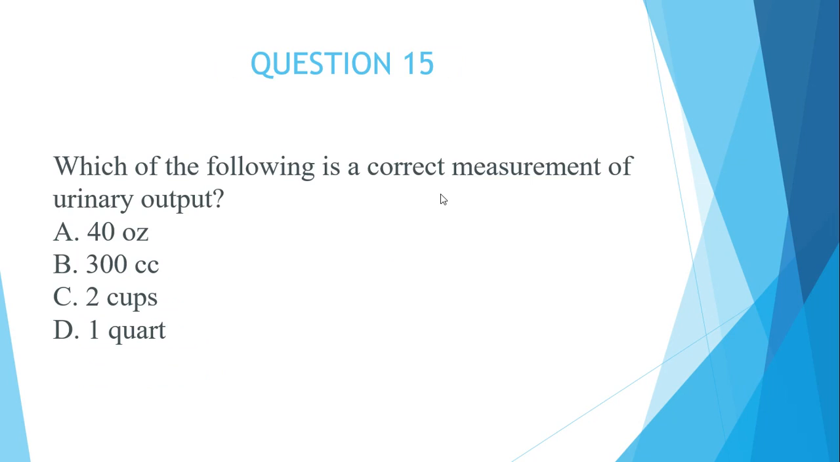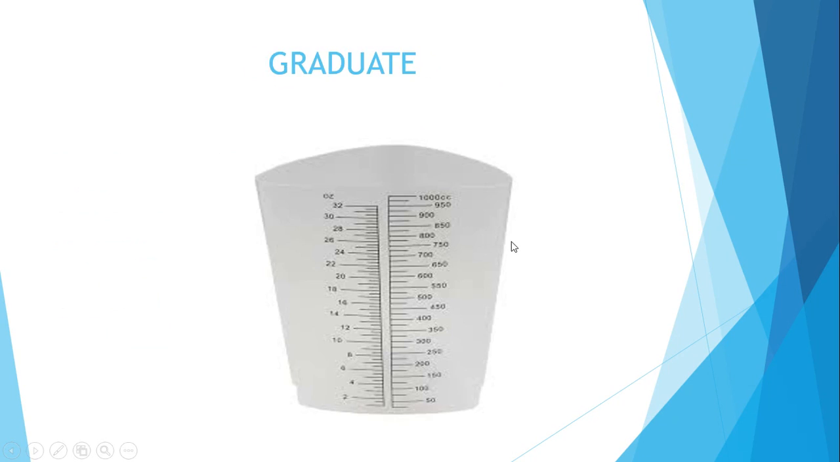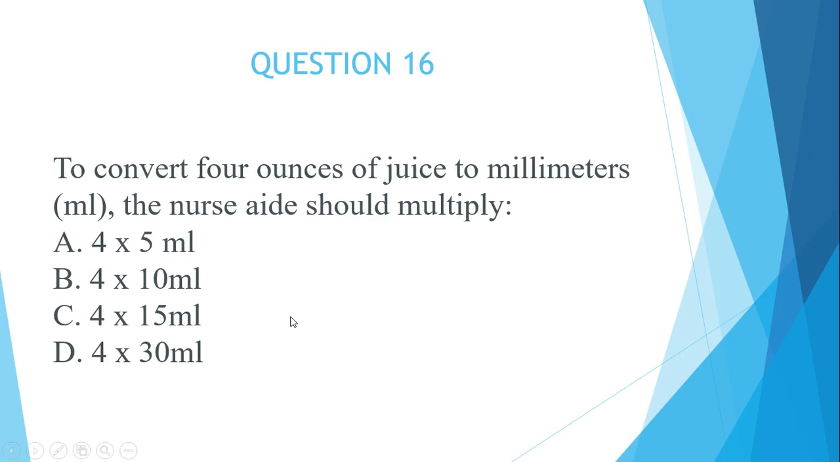Question number 15. Which of the following is the correct measurement of urinary output? Remember when you are doing your skills, you have that graduate, the container. If you look at that container, it has ounces and cc. Even on the recording sheet, it tells you that the urine has to be in cc. So you have to measure urine output in cc.